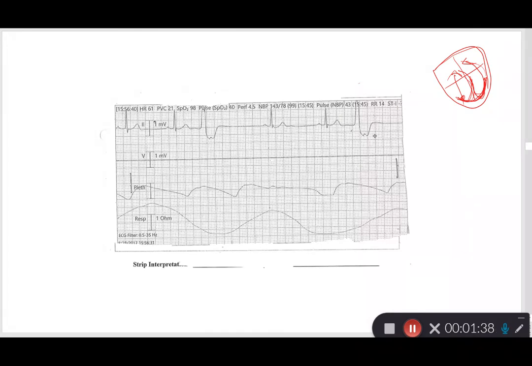Right, so looking at this rhythm here, I'm going to circle our normal complexes. So we can see here we have normal complexes: we have P wave, narrow QRS, T wave, everything looking normal for this rhythm. So that's going to be sinus. Now our heart rate is 61, so I don't need to count that out.